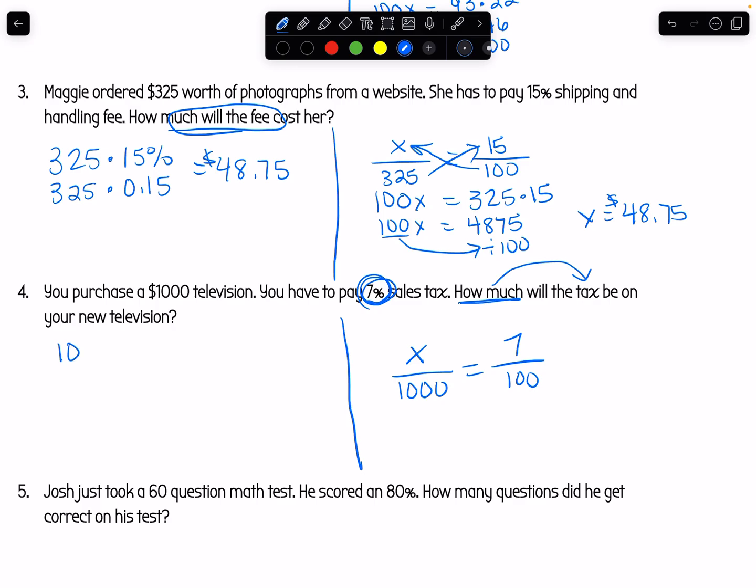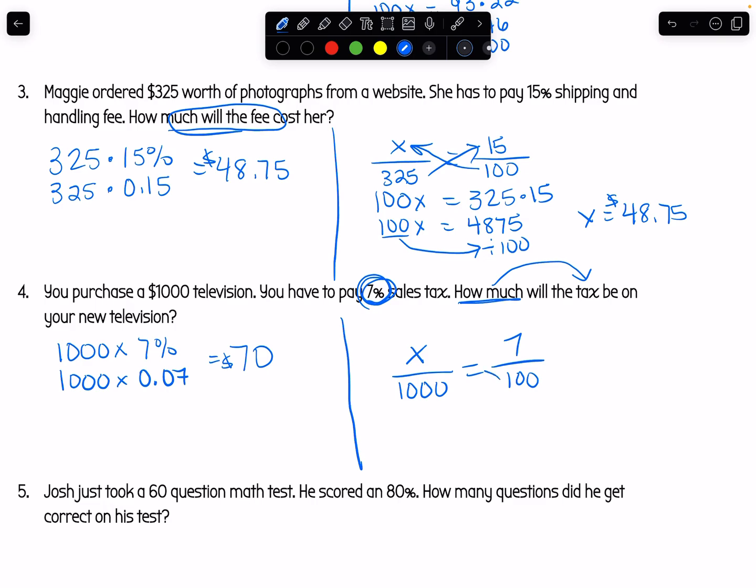Now you're going to go 1,000 times 7%, or 1,000 times the decimal. Remember this part? I have to change it. So that's why I would use the 7% instead of the decimal at that point. So 1,000 times 7% is 70. And it's dollars.